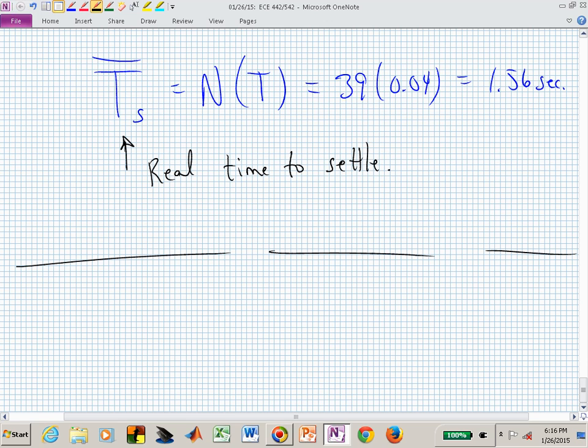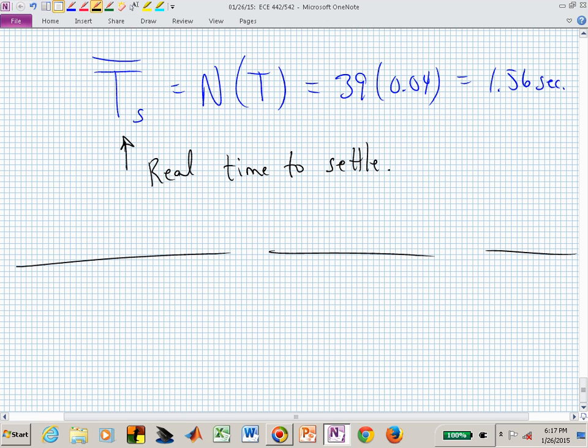That T sub s bar is different from when it actually may enter into the tube. It may be a little bit longer than when it physically might enter the tube if this was a continuous time system. That's why I put the bar over it.